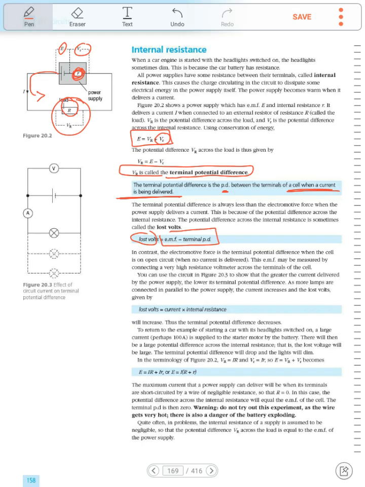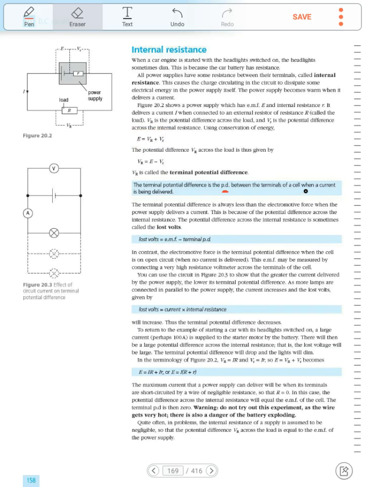You can feel the energy lost by touching the battery. You find it is very hot because of the energy converted from one type to another. Now, the lost volt equals current multiplied by internal resistance. Warning, do not try out this experiment as the wire gets very hot. There is also a danger of the battery exploding.